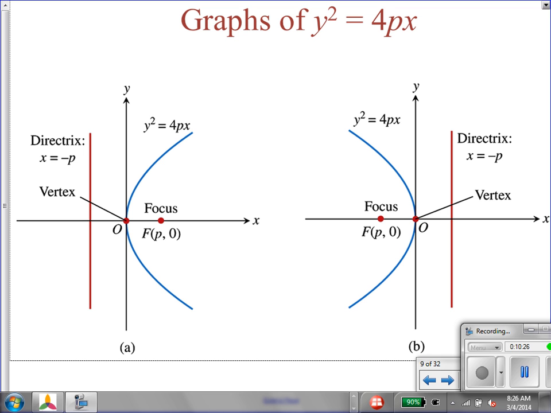Okay. Now, this is only the case when your vertex is at (0, 0). We have to make some adjustments if we move the vertex. They're not difficult adjustments, but remember that all these are standard form with the vertex at (0, 0).